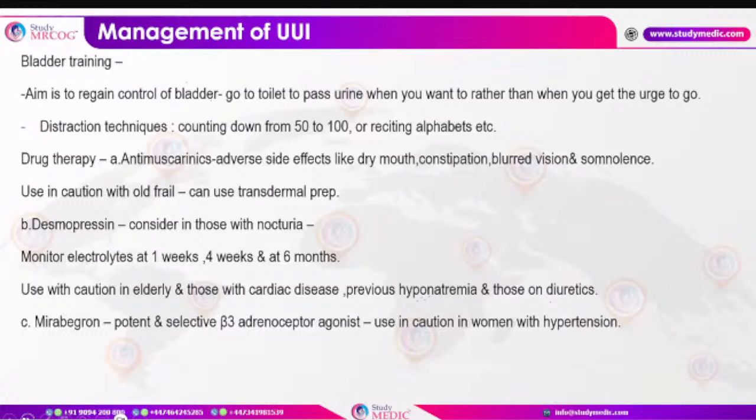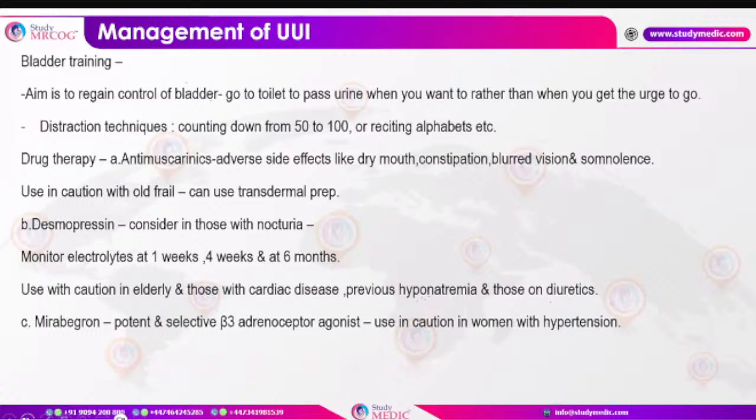Let us see first the management of urge. In this, we have already seen the conservative management. Let us come to bladder training. What is the aim of this bladder training? It aims to regain control of the bladder. So you have to tell the woman that the time when she goes to pass urine should be the time when she wants to go, and not when she gets the urge to go and pass urine.